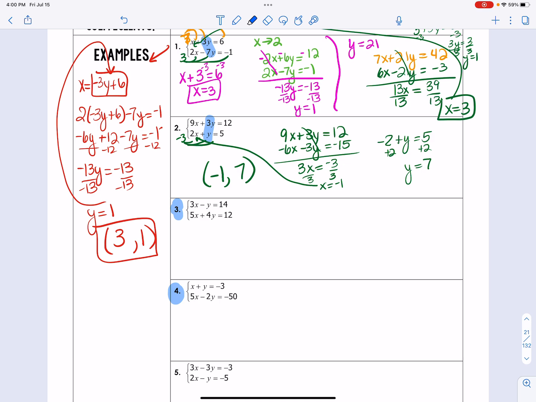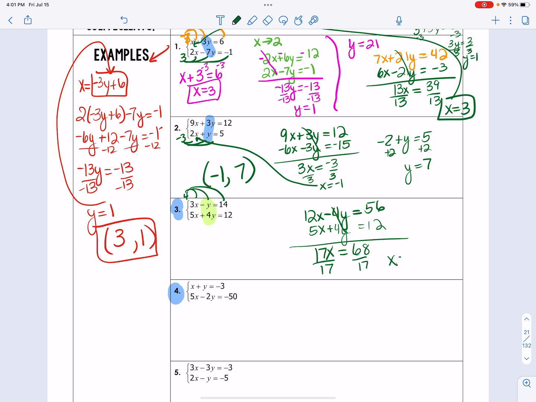Okay, so on 3 and on 4, I personally would choose to make these into 4s because if I do the x's, it's going to be 15. So I'm going to times everything on this equation by 4. I don't have to do a negative because they're going to cancel. So 12x minus 4y, 14 times 4 is 56. Okay, and then the bottom equation stays the same. So these cancel, and I get 17x equals 68. Divide both sides by 17, and x equals 4.